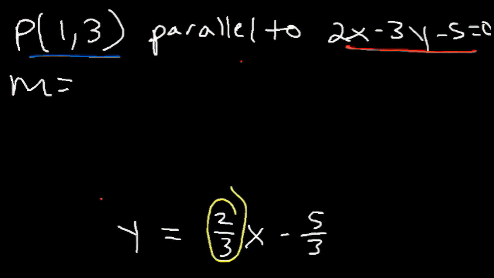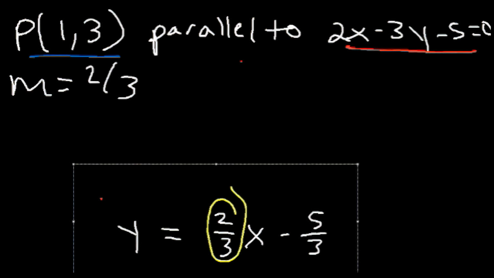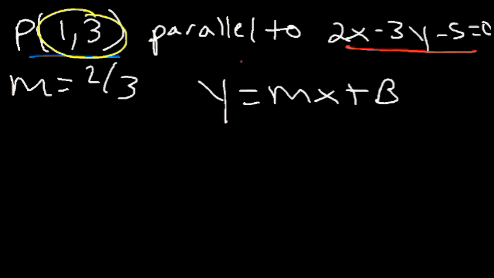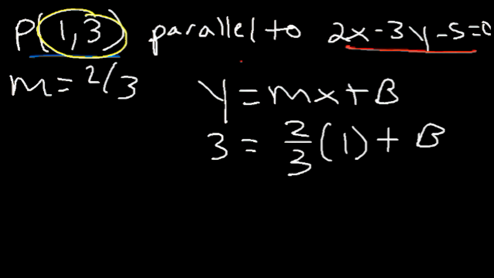So now we can write the equation of the line. Let's write it in slope-intercept form. So instead of using the point-slope equation, we're going to use this one directly. We're going to substitute y for 3, plug in 2/3 for m, and replace x with 1. And let's solve for b.